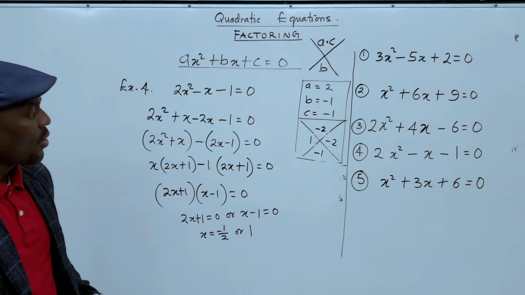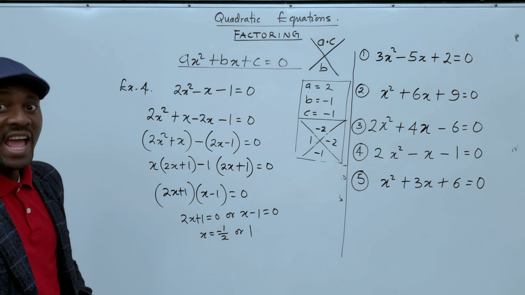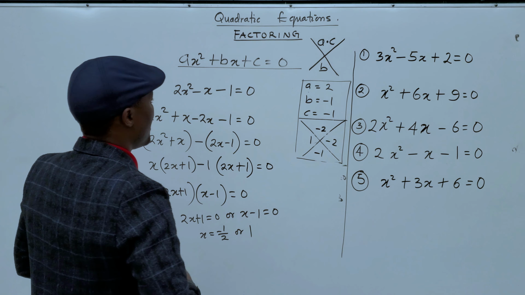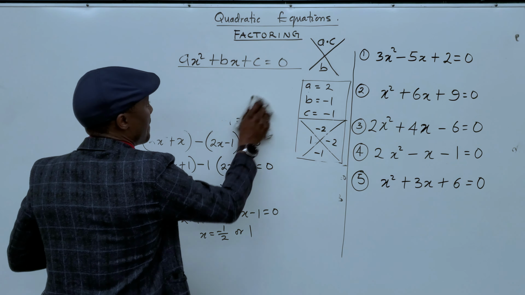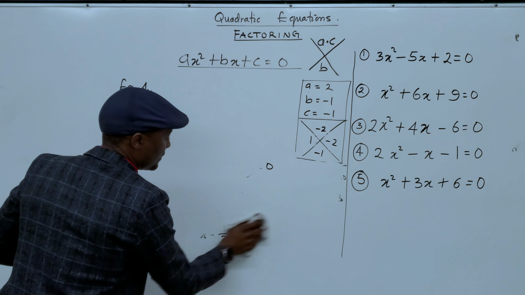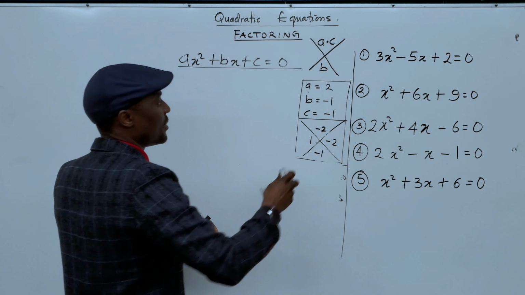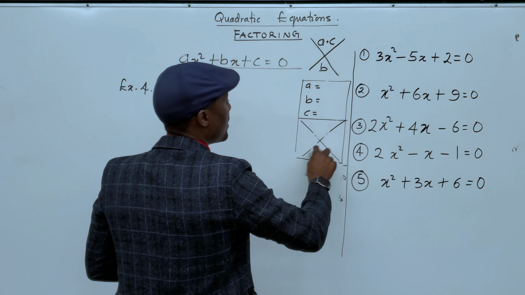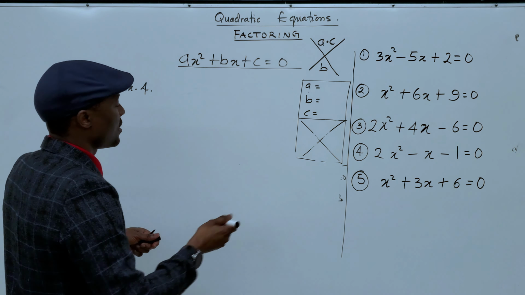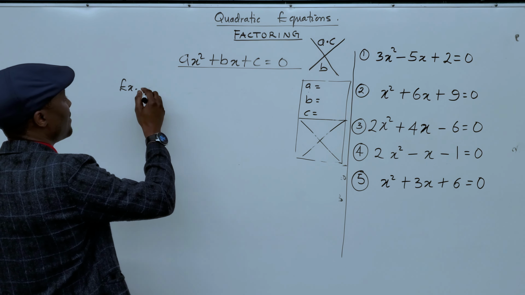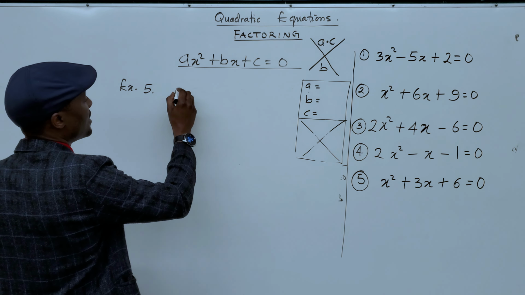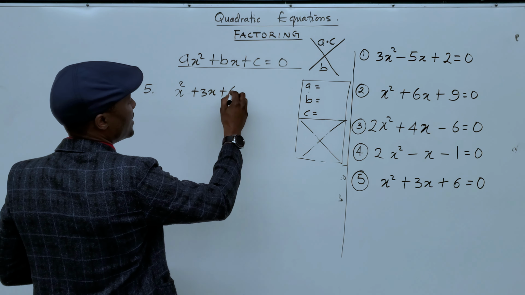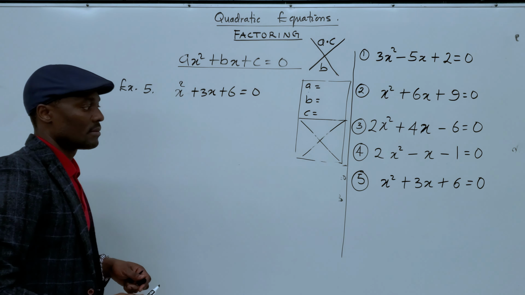And one final example, and we will be good. Let's do this. So the final example is this one. We're just going to write the question. That's example 5. It says x squared plus 3x plus 6 equals 0.